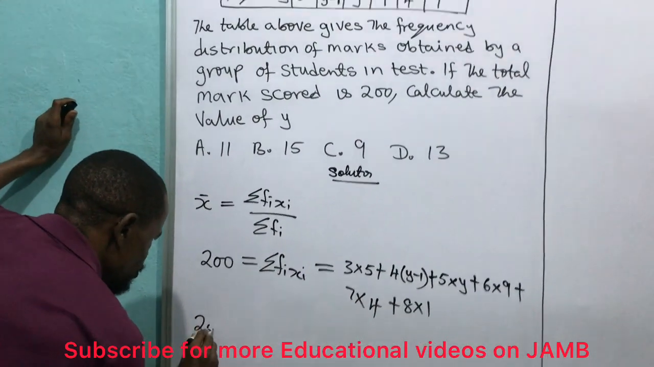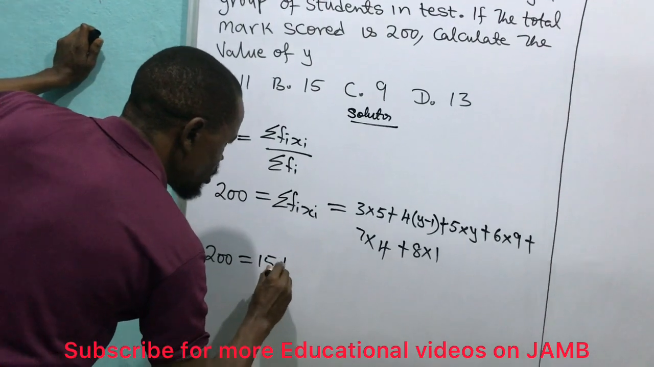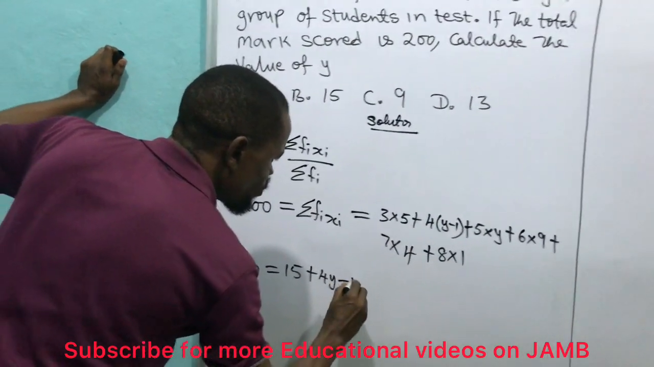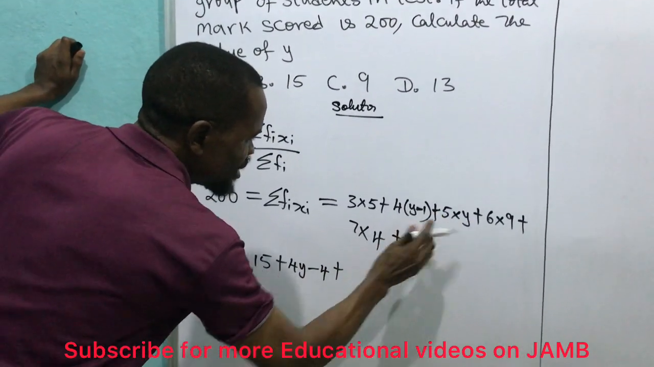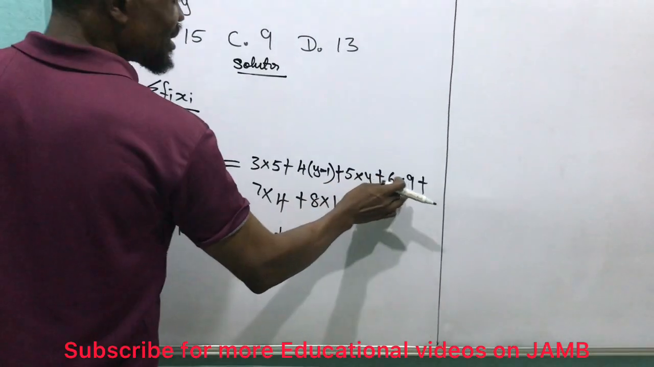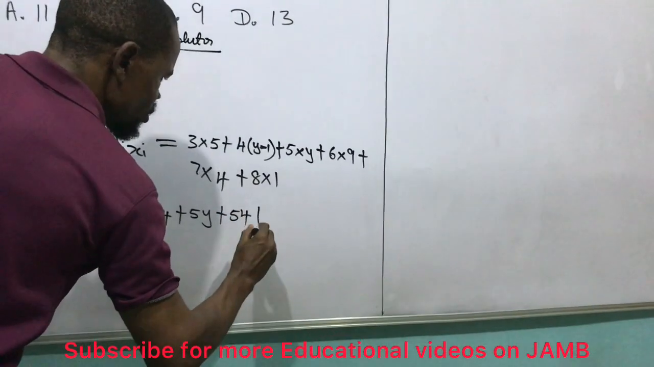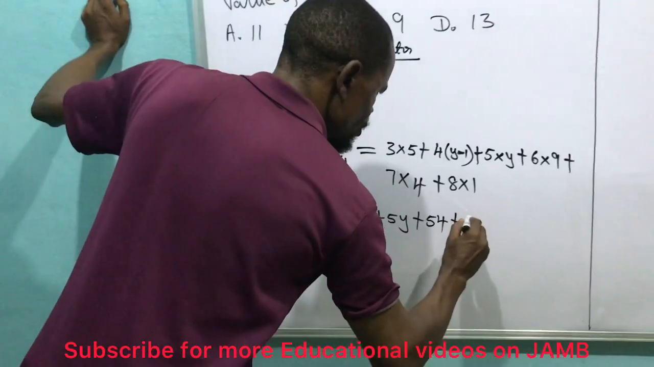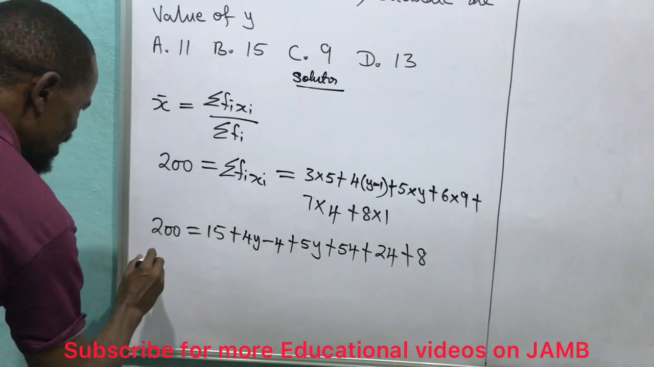It means that 200, which is the total mark, is equal to 3 times 5 gives 15, plus 4 times y gives 4y, 4 times minus 1 gives minus 4, plus 5 times y gives 5y, plus 6 times 9 gives 54, plus 7 times 4 gives 28, and 8 times 1 gives 8. And collecting like terms here, I will have that.